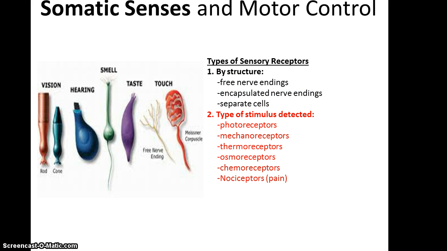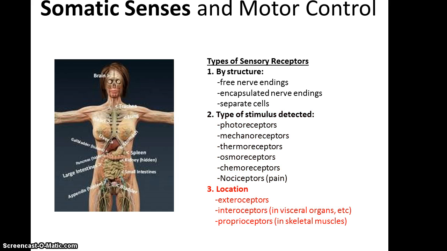Another way to categorize sensory receptors is by the type of stimulus detected. So it could be many things: photoreceptors in the eyes, mechanoreceptors, say in stretch in a visceral organ, thermoreceptors for body temperature, osmoreceptors and chemoreceptors detecting changes in the blood composition, and nociceptors, which detect sensations that lead to the feel of pain.